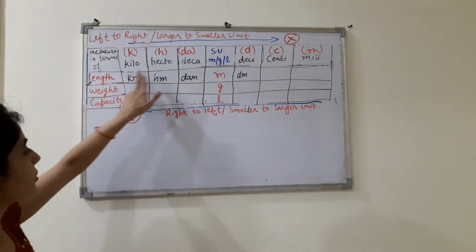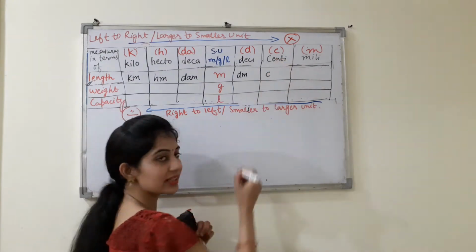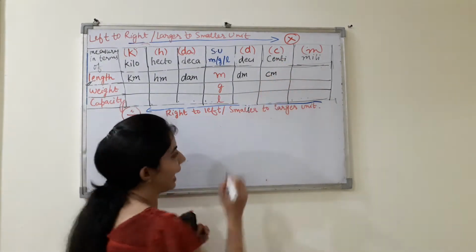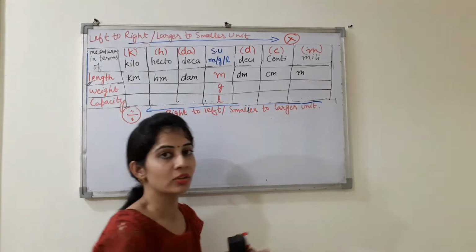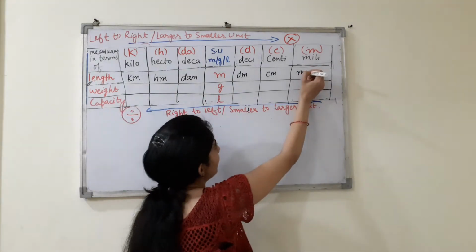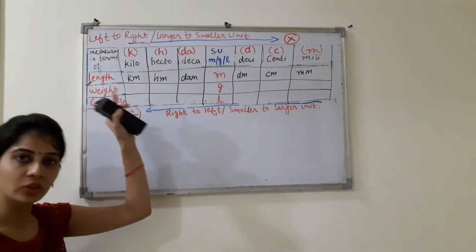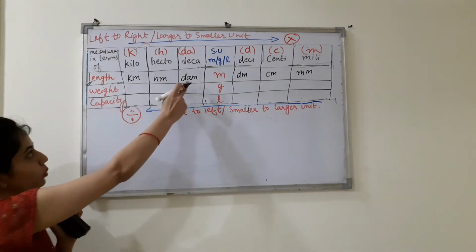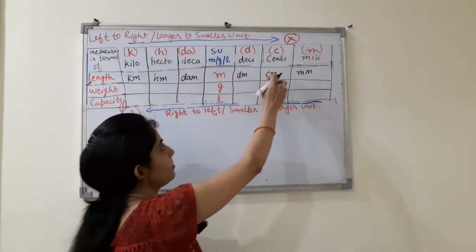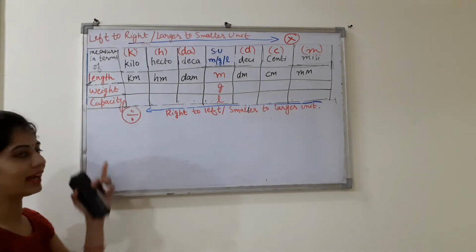These are the units to measure length, right? So next is C, centi, and then we add meter, it will be centimeter, and next it will be milli. So we will add M with it, that will be millimeter, right? So these are the units to measure length: kilometer, hectometer, decameter, meter, decimeter, centimeter and millimeter. Same we will do with weight and capacity.